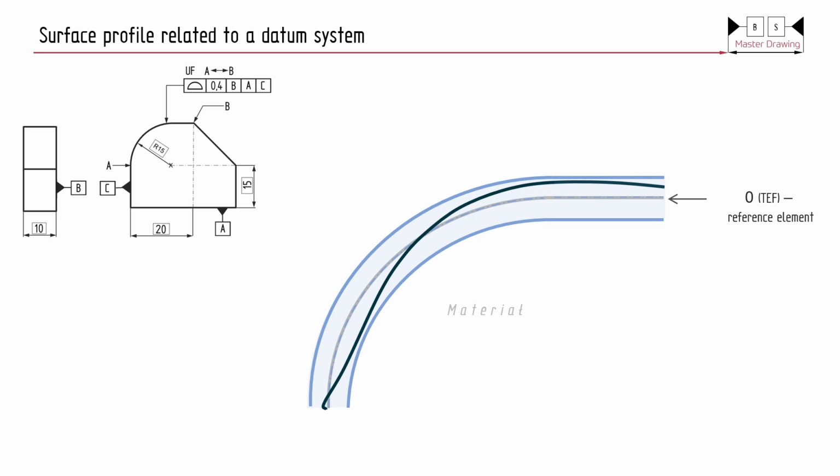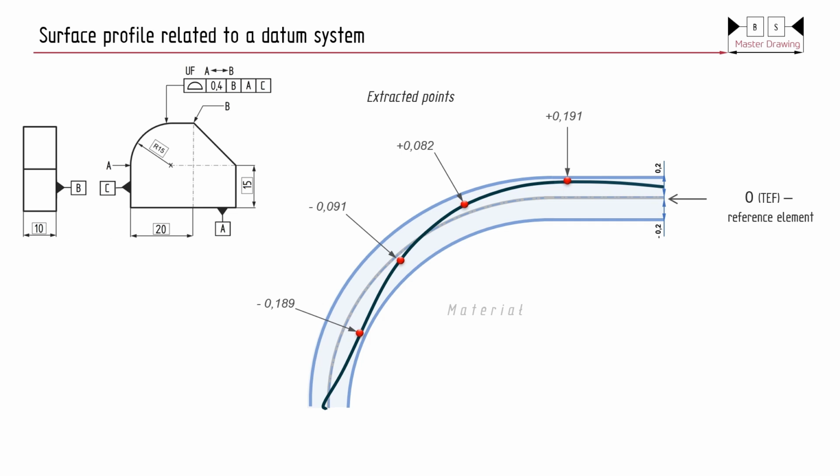We already know that the tolerance zone is by default centered symmetrically around the theoretically exact feature. Therefore, the upper and lower limits are plus 0.2 on the material external side and minus 0.2 on the material internal side. The deviation is calculated using extracted points, sampled from the real surface. Positive values indicate material excess, while negative values indicate material deficiency.